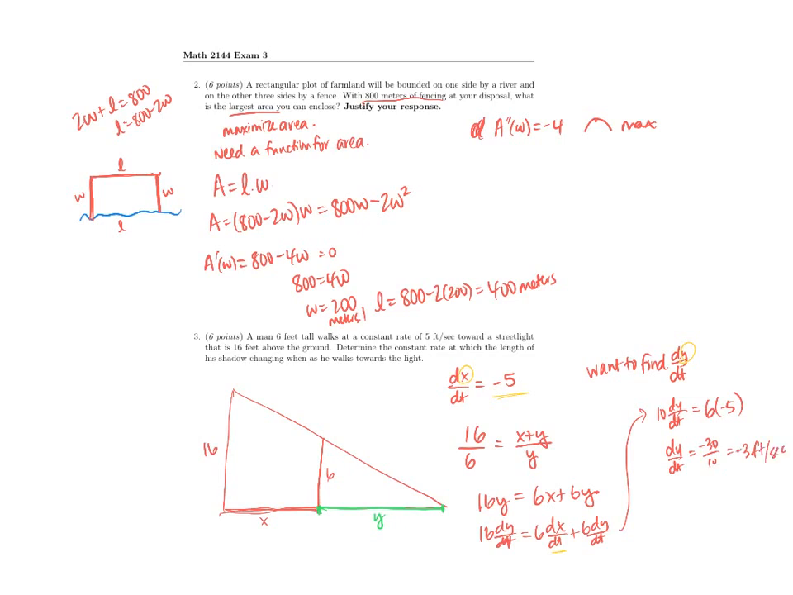Does it make sense that the length of the shadow will be changing at a negative rate? Well, if you walk towards the lamppost, your shadow will be getting smaller. So that does make sense. All right, that's it.